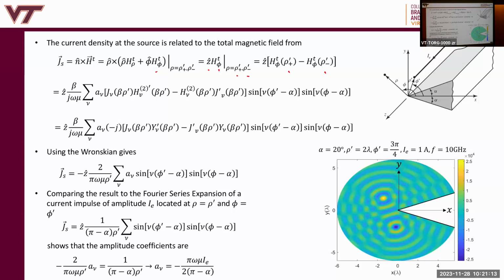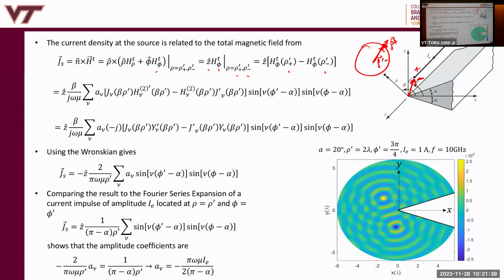So we have z hat H phi at rho plus. Okay, rho prime, right? Rho prime is here. So rho prime plus is on, rho prime minus is here. And rho prime plus is just on the other side of the source. So it looks like this. We have the source here. This is rho prime minus, and this vector here is rho prime plus, right? Just on the two sides of the source.